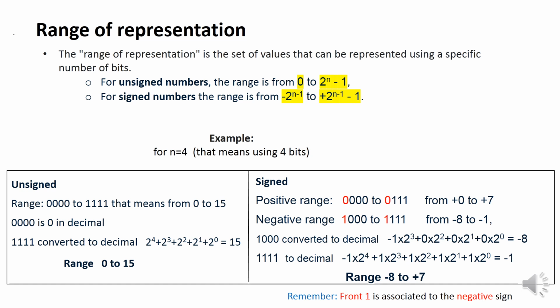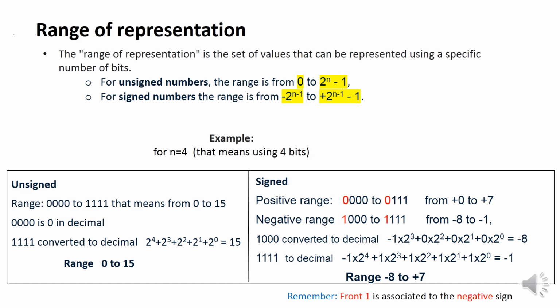Example, for n equal to 4, that means using 4 bits. For unsigned numbers, the range of binary numbers that can be represented is from 0000 to 1111, that means from 0 to 15, because the smallest number, which is 0000, is 0 in decimal, and the highest number, which is 1111, is 15 in decimal. So the range is 0 to 15 inclusive.